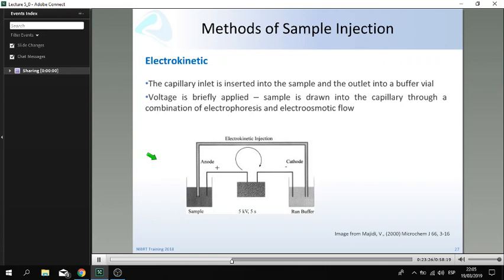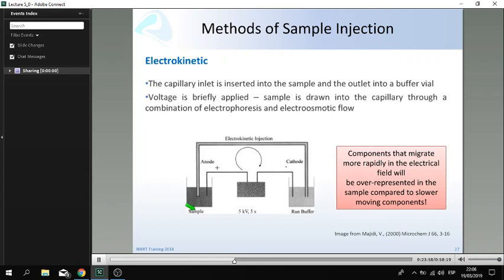There are a few ways in which we can inject our sample onto a capillary. There is an electrokinetic way. This means our capillary inlet is inserted into the sample and the outlet into a buffer vial, and then we briefly apply voltage. Once we apply voltage, the sample is drawn into the capillary through a combination of electrophoresis and electroosmotic flow, because it is attracted to the negatively charged cathode.